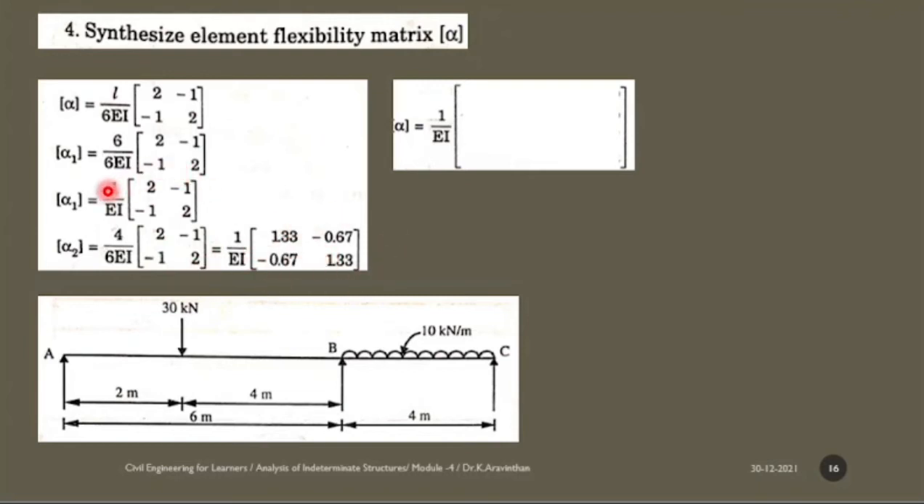Now note that your alpha 1 common factor is 1 by EI and alpha 2 common factor is 1 by EI. So you can generate the flexibility matrix. How to generate? Write 1 by EI and the rest of the things will be written here. The off-diagonal values will be 0. Alpha 1 is [2 -1; -1 2]. Alpha 2 is [1.33 -0.67; -0.67 1.33]. Now this is your alpha matrix.